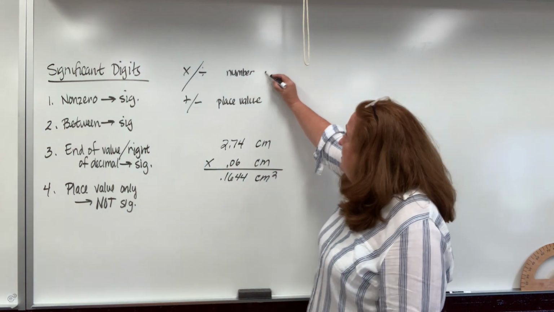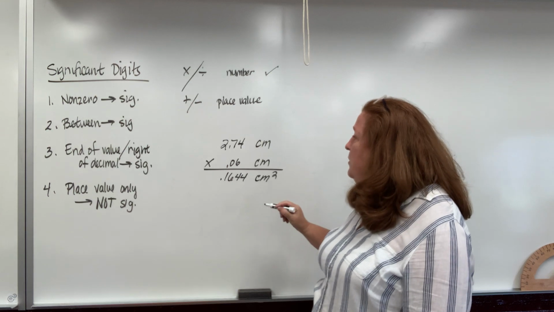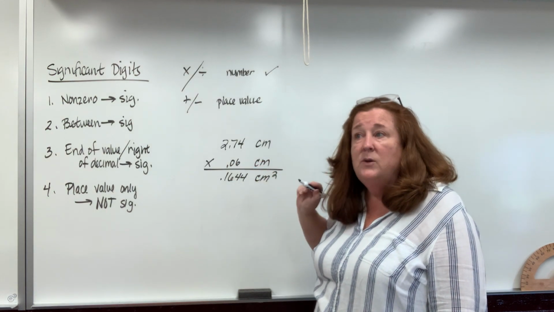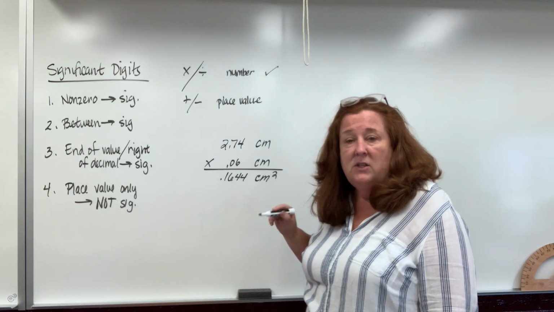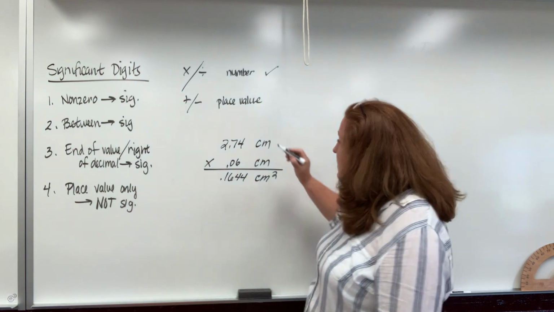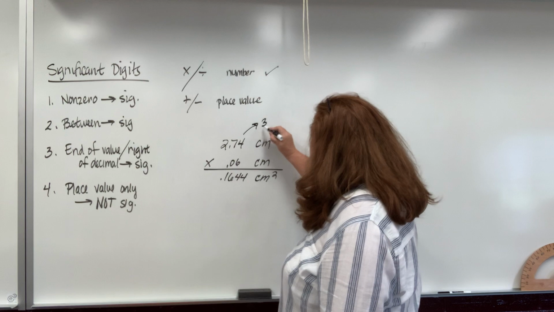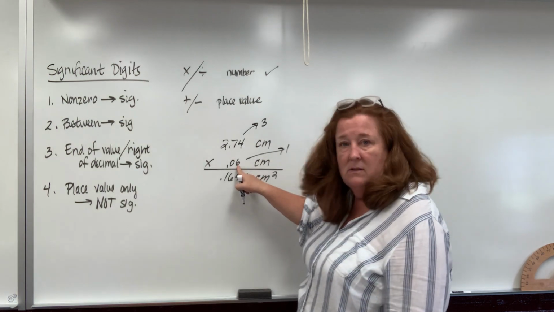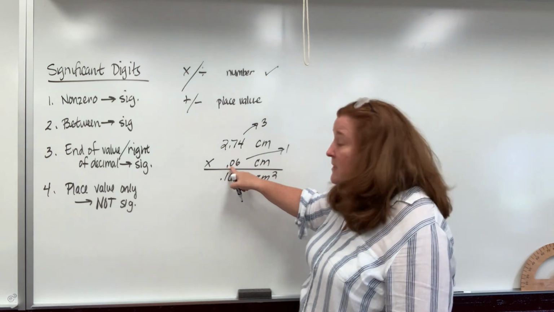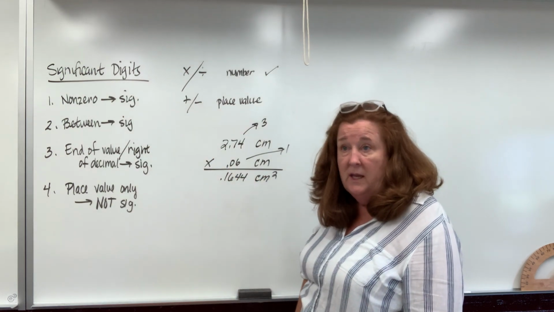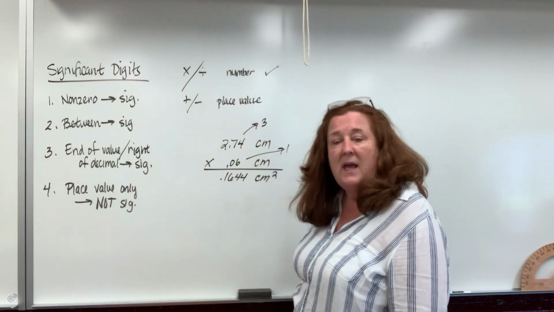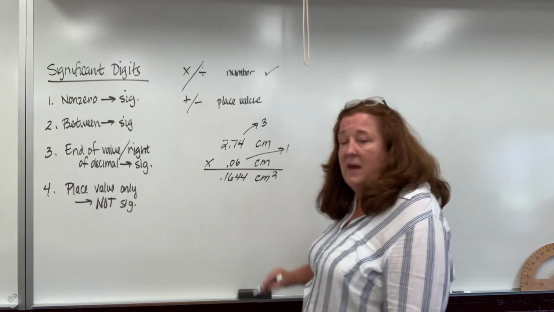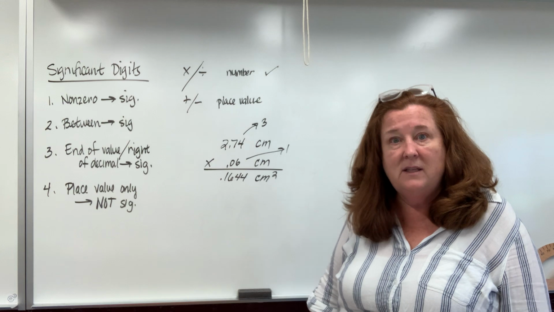So for multiplication and division, what you do is you look at everything that you've multiplied together or everything that you've divided, and you see how many significant digits each measurement has. So this one has 3. This one only has 1, because that 6 is not a 0. That 0 is just holding place value. It's to the right of the decimal, but it's not at the end of the number. So that's just holding place value. So my answer can only have 1 significant digit, because that's the least number.